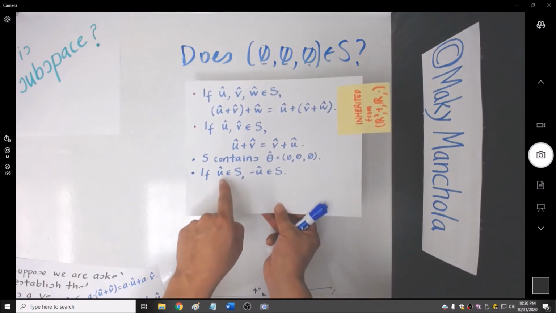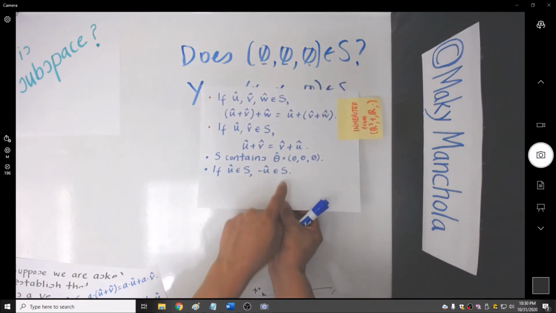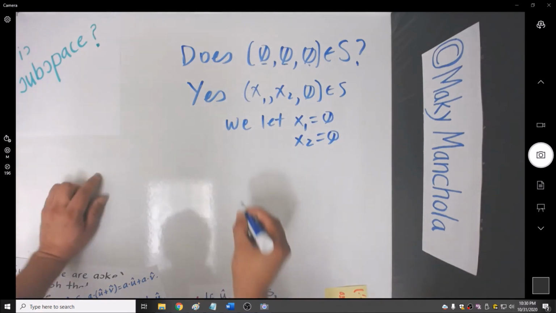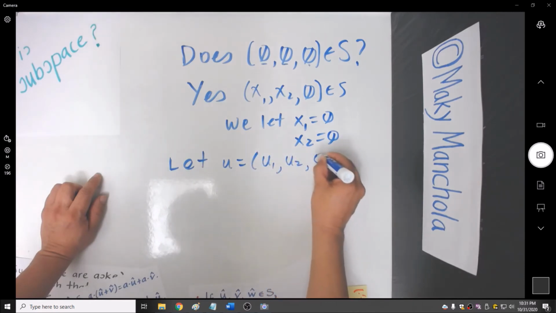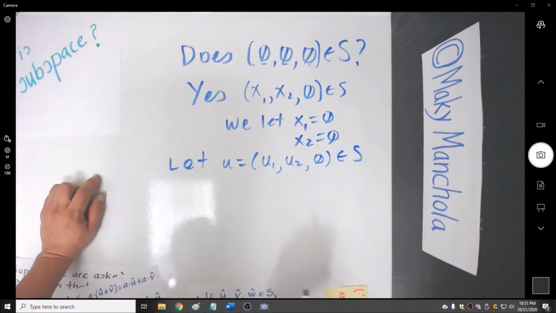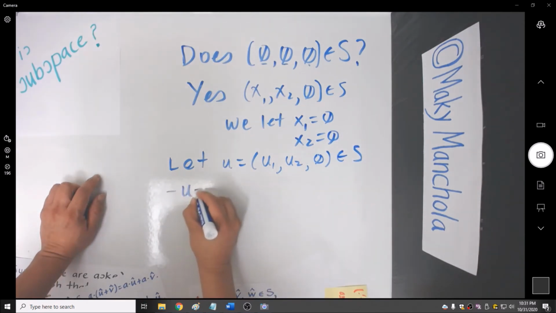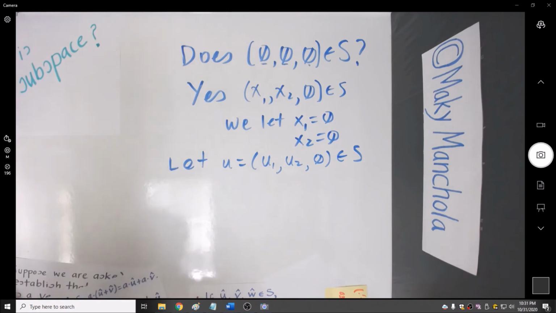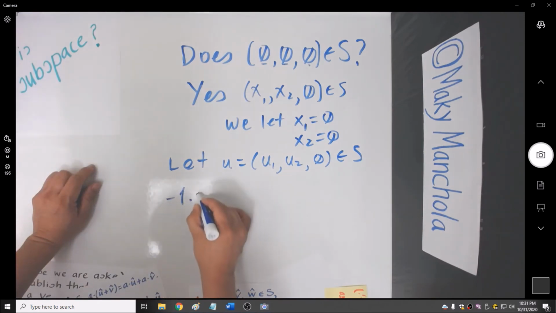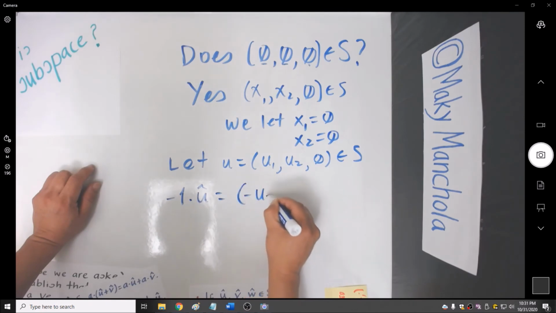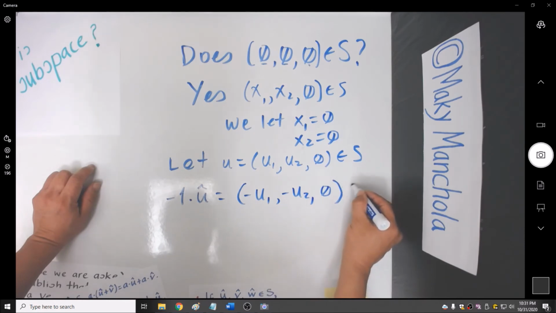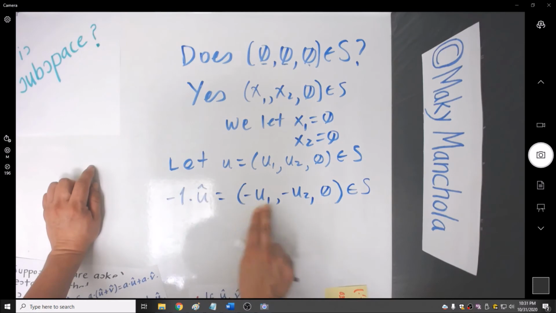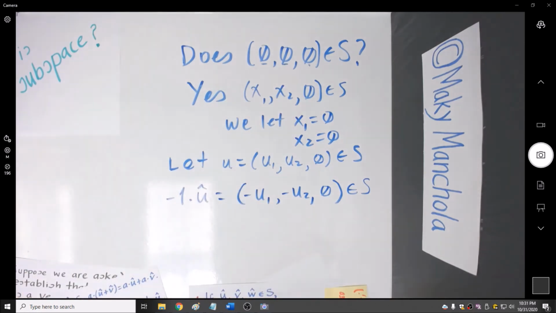Now, if U belongs to S, does the opposite of U belong to S? Well, let's see. Let U equal U1, U2, 0, which belongs to S. So I would say that negative 1 dot U, which equals negative U1, negative U2, 0, also belongs to S, because you have a real number and 0. They're all elements of S.